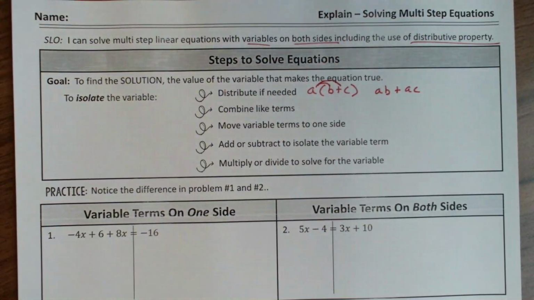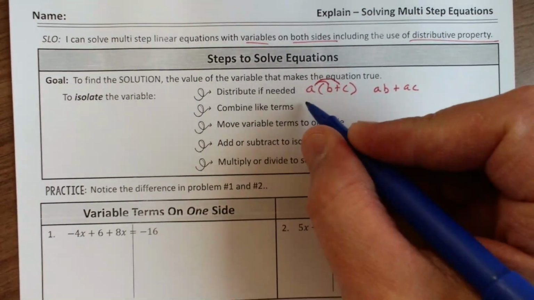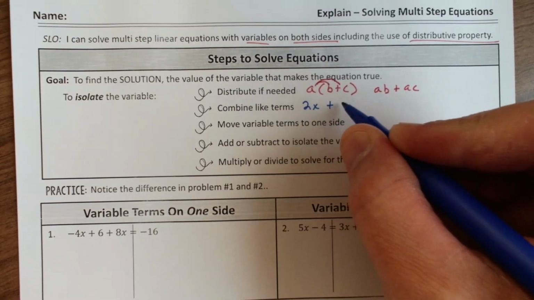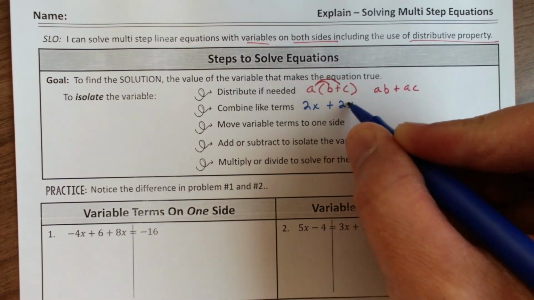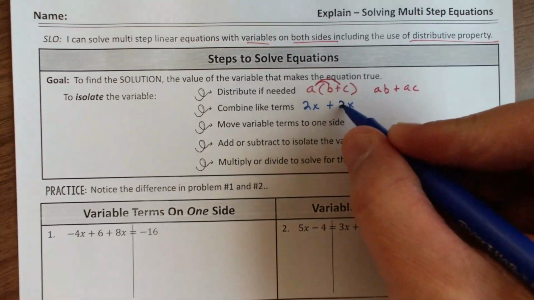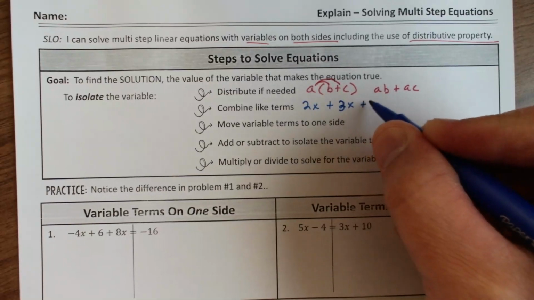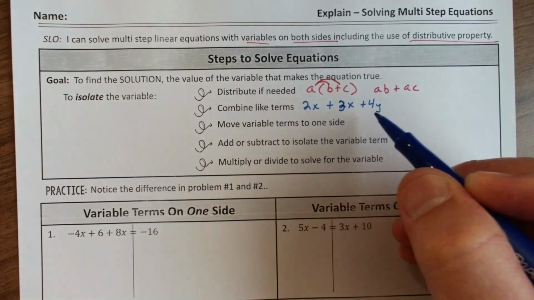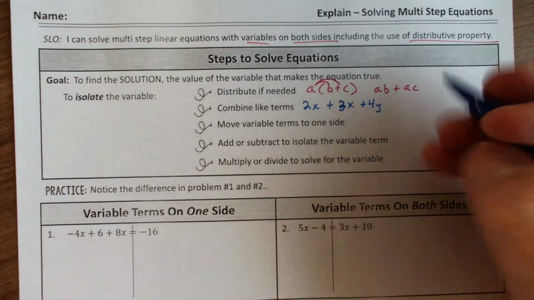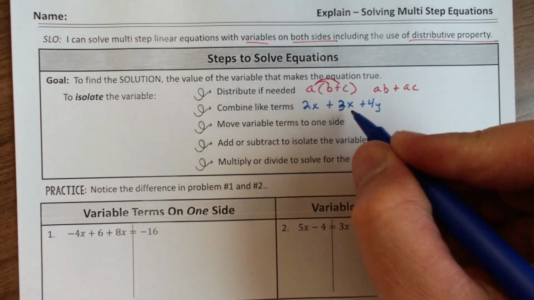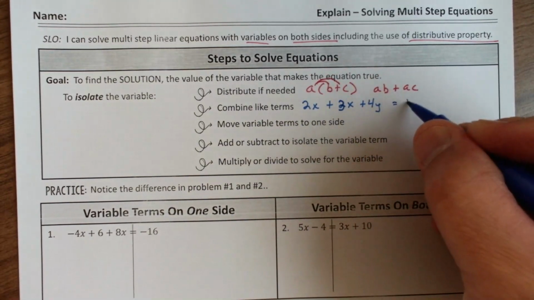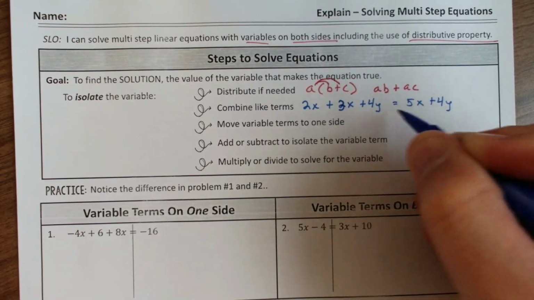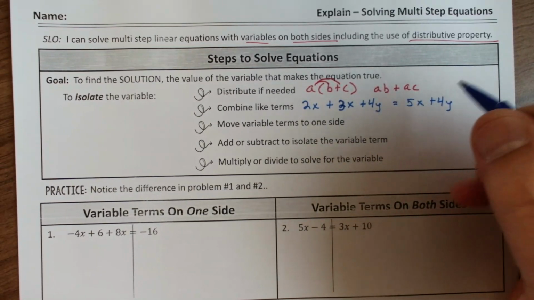The part of combining like terms, this is when we have two values that have similar terms. We'll go with 2x plus 3x plus 4y. I can combine the 2x and the 3x, but I can't combine the 4y with those. So 2x's are here, 3x's are here, so there's 5x's total, plus 4y, because the 4y cannot combine with the x's.